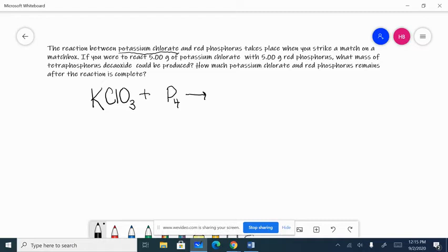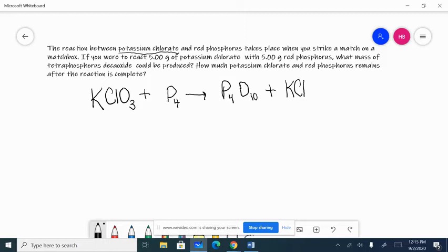And then our products are going to be tetraphosphorus decaoxide. Tetra is 4, deca is 10. The other thing that is left over that has not been accounted for is KCl. Again, that's a tough one. You wouldn't necessarily be expected to know the reactants and the products. You would probably be given this chemical reaction at this point in time in your chemistry career.